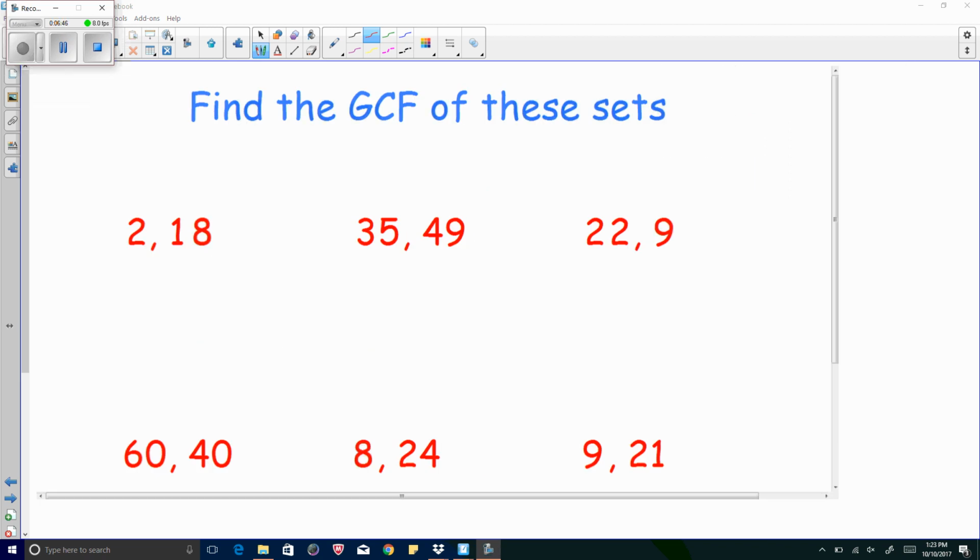Okay, go ahead and try to find the greatest common factor of these sets. Pause the video here, and then I'm going to come back and I'll give you the answers and you can check your work.